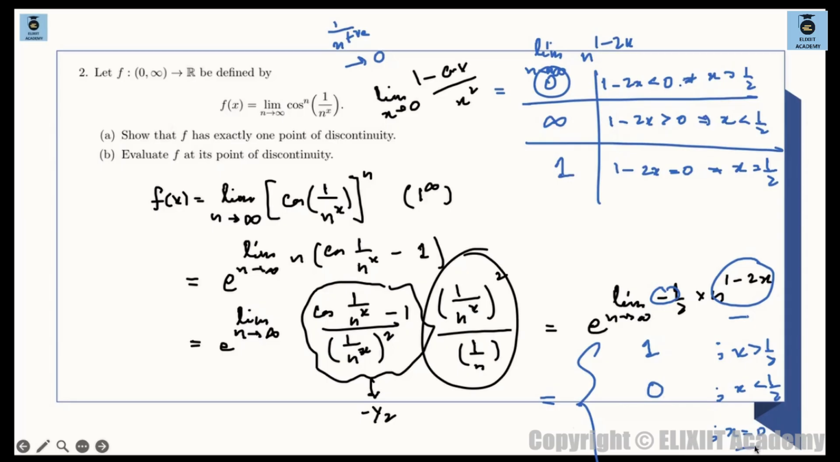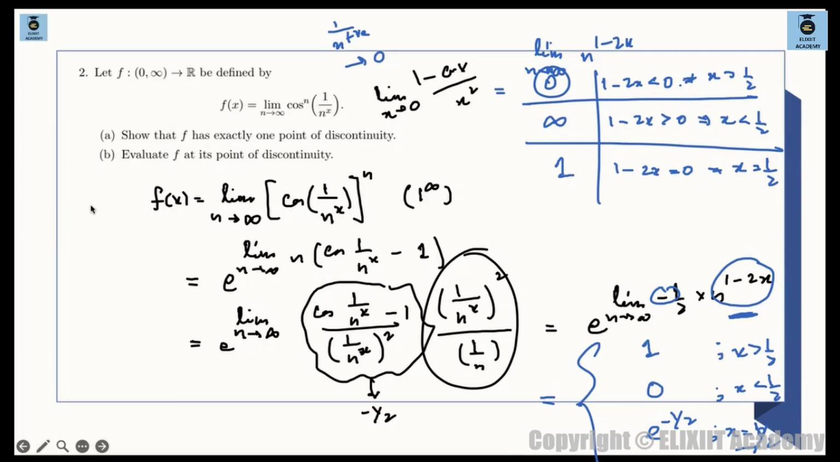And when x is equal to 0, this quantity will become what? Sorry, when x is equal to half, this will be half. And when x is equal to half, this quantity will be equal to 1, and this will become minus half. Right? So e raised to the power of minus half is what remains. Okay? And clearly we can see there is exactly one point of discontinuity.